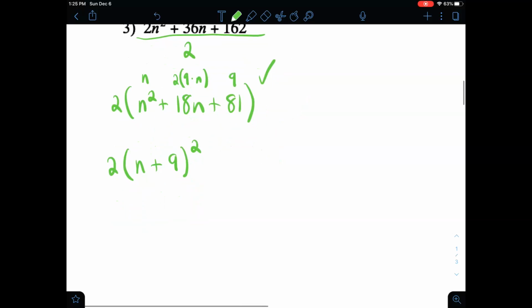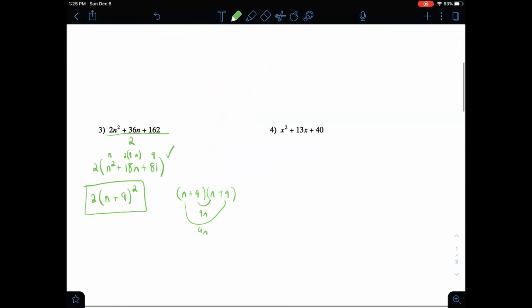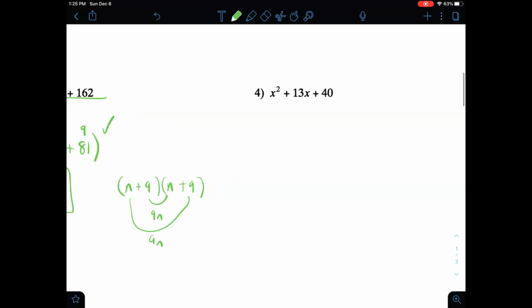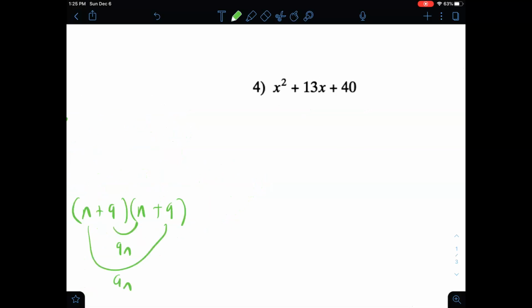That's going to be the shortcut. You could also do the smiley face method if you wanted to and go on like this. You could do n times n is going to be n, and plus 9 and plus 9. If you do the smiley face method, you're going to get 9n and 9n, which equals 18n. Okay, but the shortcut, I would really encourage you to use the shortcut because we're going to need to know how to do perfect square trinomials for what's called completing the square. And so knowing that right now is pretty important, okay? All right, sounds good. So our final answer is 2 times n plus 9 all squared.